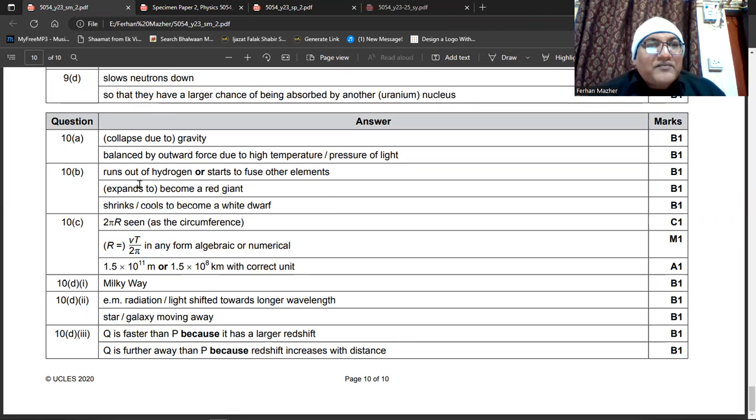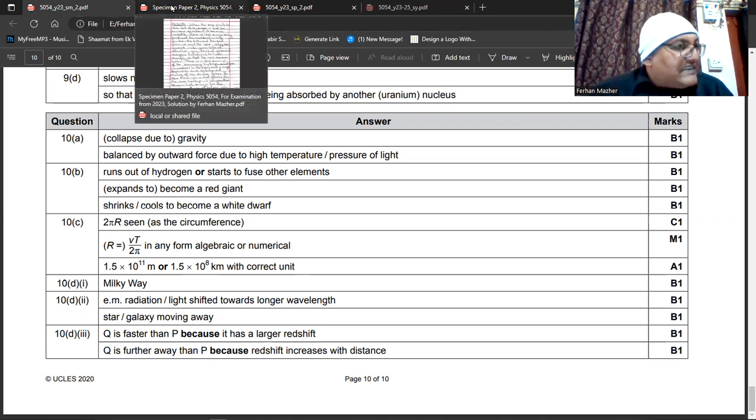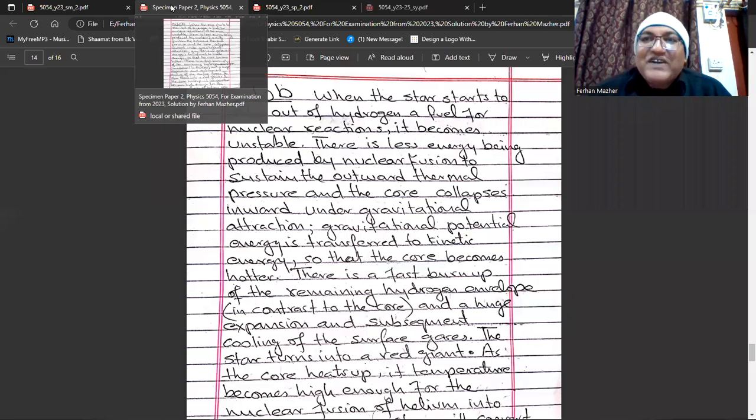So you can see here, it runs out of hydrogen or starts to fuse other elements, expands to become a red giant, and shrinks and cools to become a white dwarf. Sorry, not planet, star. So they want only these three things, but I have written the whole article so you can understand, and I have written this answer from the IGCSE physics book. Okay, you can find this answer there.